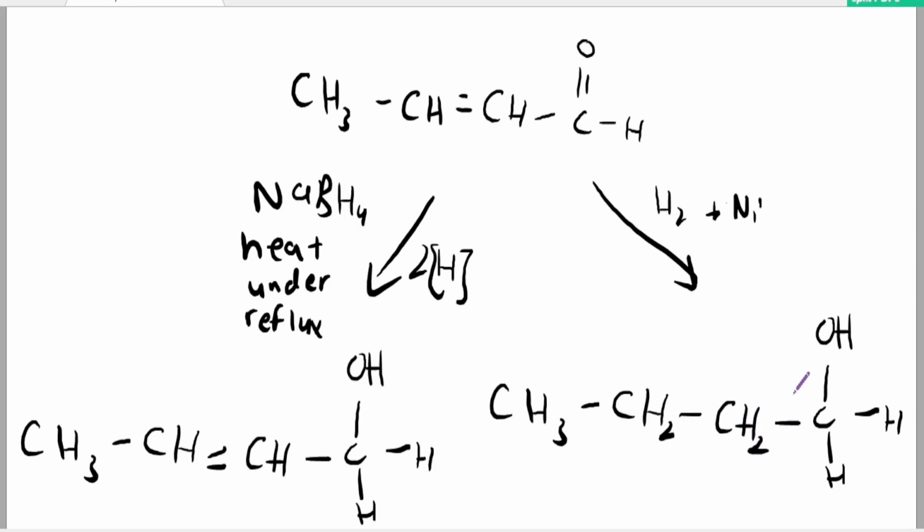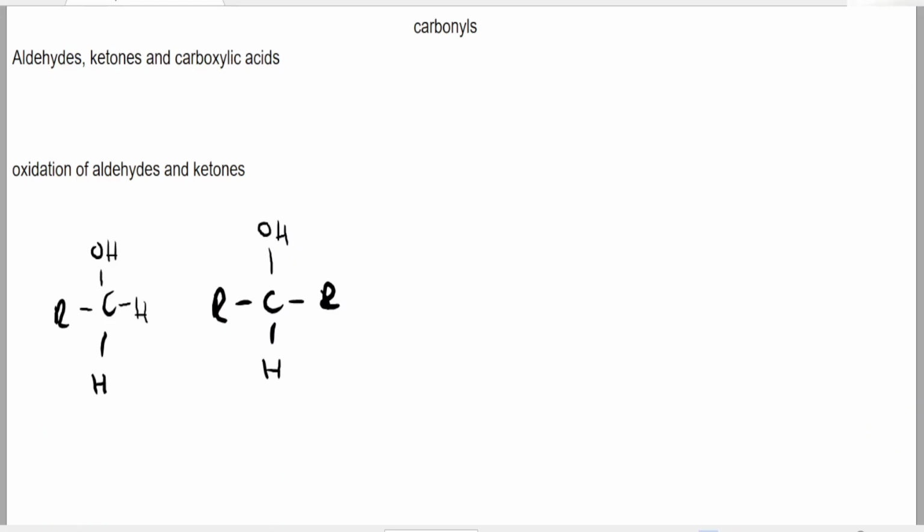And everything else would be the same. The double bond O will break and you'll get the OH, the primary alcohol, as it is. Now we move on to carbonyls.